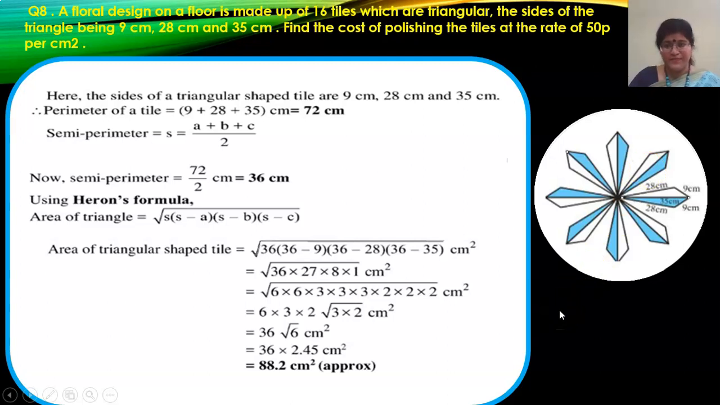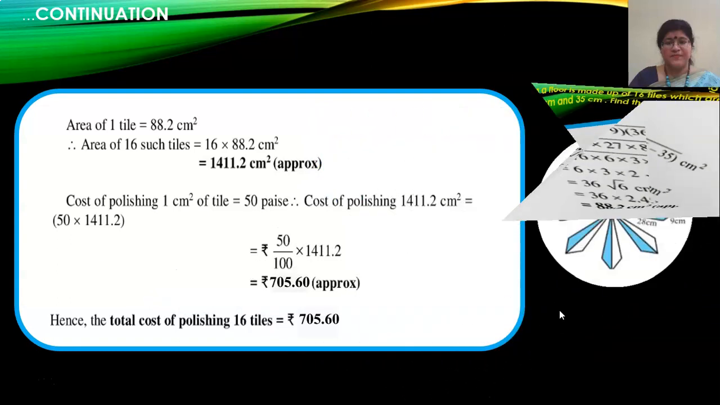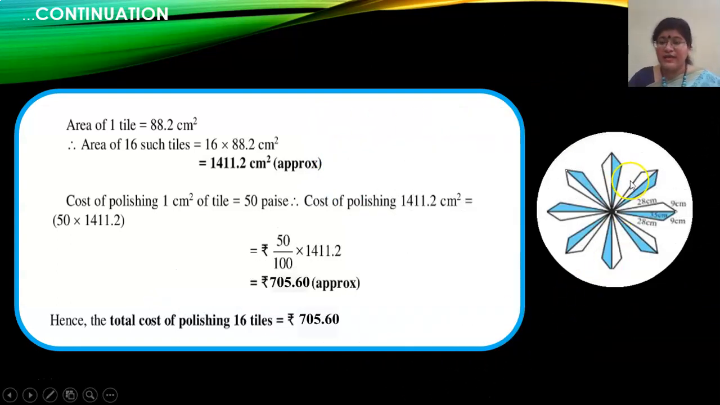What have we to do further? Now this is the area of one such tile. How many such tiles do we have? 16. Let's count from here. 1, 2, 3, 4, 5, 6, 7, 8. So 8 tiles. And each is divided into 2 parts. So 8 into 2, you have 16 such tiles. And each tile is in the shape of a triangle. So you get 16 into 88.2. This is the area of 16 such tiles.